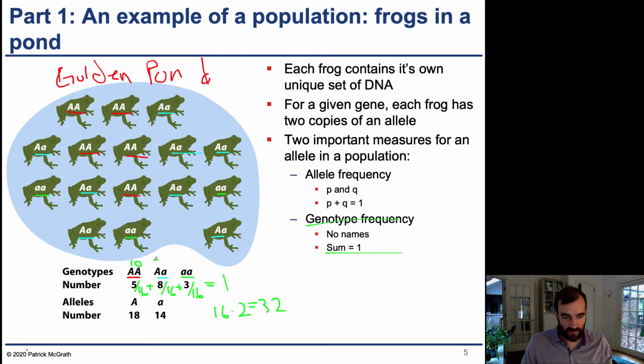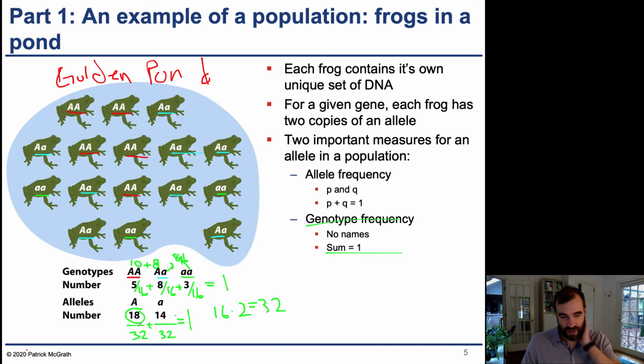And then there's 8, not 5, there's 8 heterozygote individuals. And so there's a total of 18 of the capital A allele. And then for the little a allele, there's 8 here, and then there's 6 here because there's 2 times 3, so there's a total of 14. The allele frequency is another measure that we're interested in, and again you just divide by the total number of alleles. This plus this equals 1.